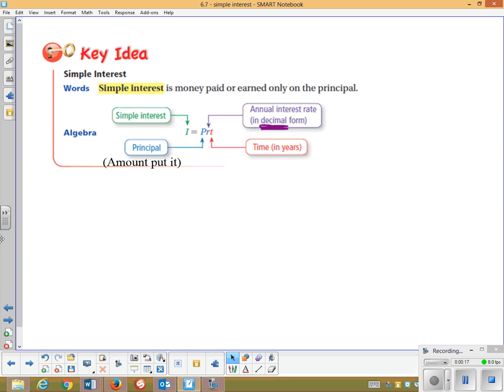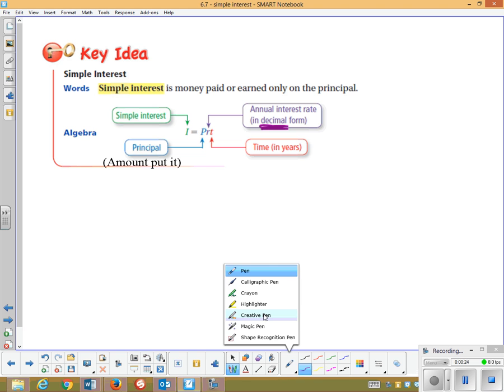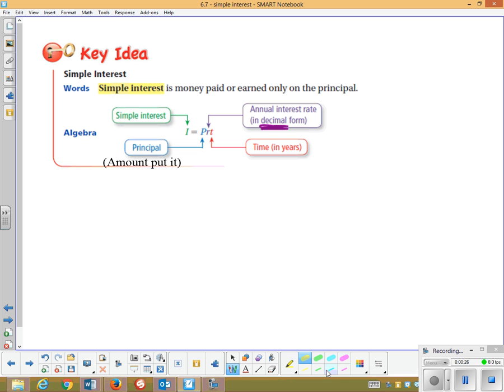Okay, let's go ahead and have you copy down our one and only key idea today. There's going to be a formula we're going to be using for interest. Now, you might have seen this formula before in 6th grade. When we're calculating interest, it's going to be I equals PRT. This is the formula we're going to be using to find interest.